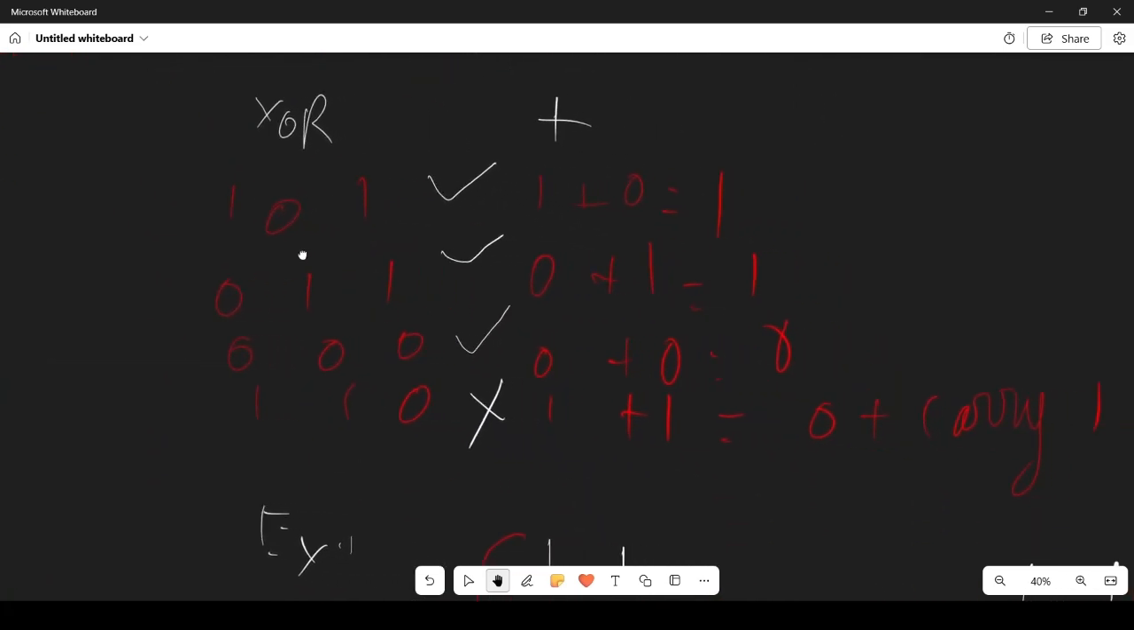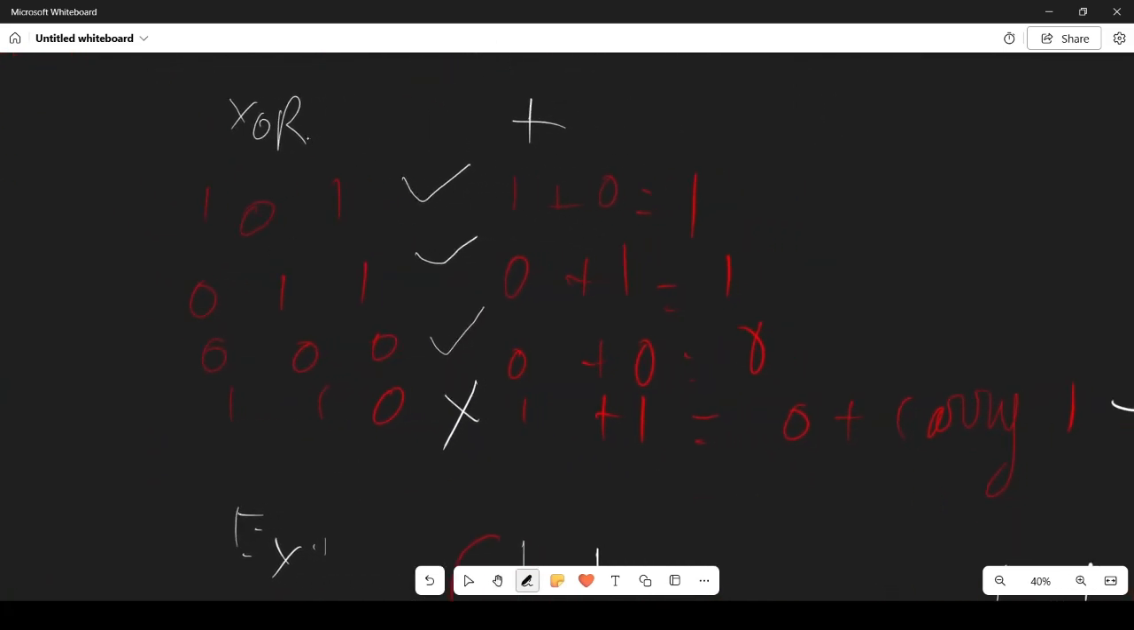Here's a table, the basic XOR operation, right? 1 0 is 1, 0 1 is 1, 0 0 is 0, 1 1 is 0. And how does the arithmetic addition operation look in terms of bitwise operation? When we have 1 plus 0, it outputs 1, 0 plus 1 is 1, 0 plus 0 is 0, 1 plus 1 is 0, with a carry on the left hand side as 1, right?